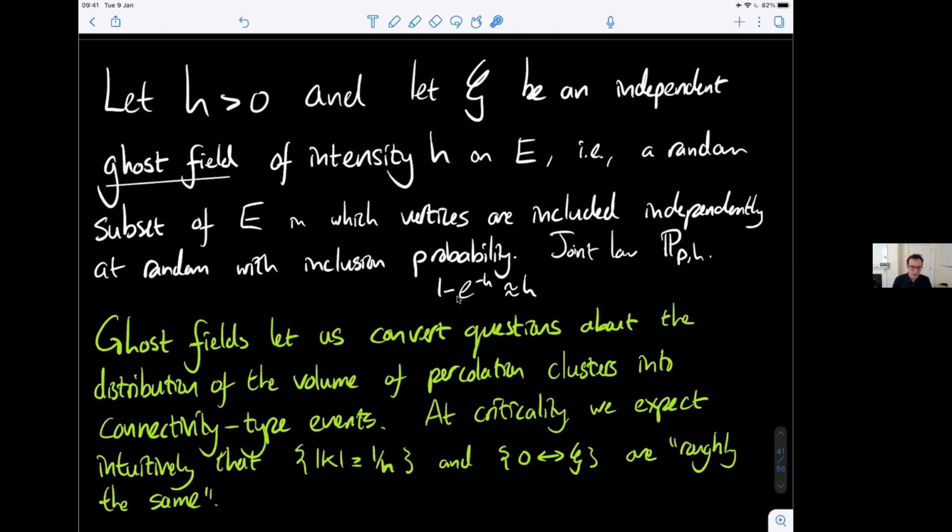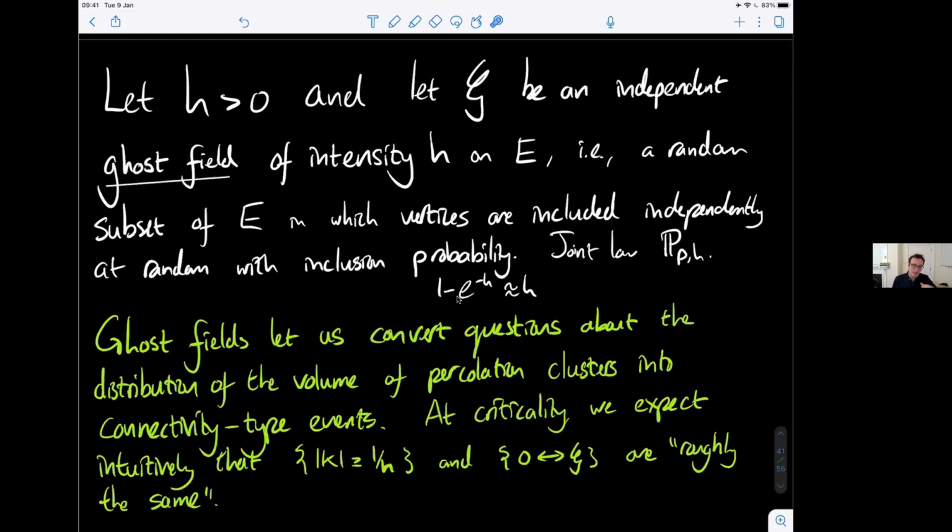Yeah, so roughly what you expect is that at criticality, the easiest way to connect to the ghost field is just to have a cluster of size of order 1 over h. If you have a cluster of size order 1 over h, then you have a constant conditional probability of being connected to the ghost field.